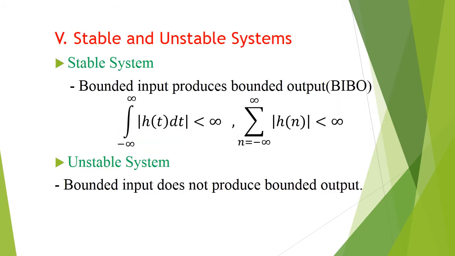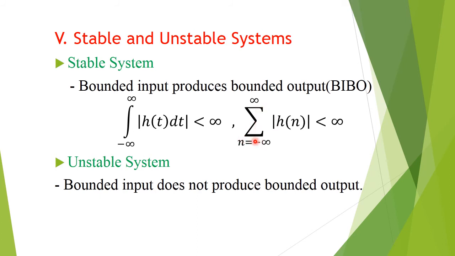So the next classification of system is stable and unstable system. Stable system means it is represented using BIBO stability, that is bounded input, bounded output. For every bounded input signal, the system will produce a bounded output signal, then it is called a stable system. So integral from minus infinity to infinity of modulus of h of t dt is less than infinity. This is the condition for stability. That means it should have a finite value. If it goes to infinite value, then it is an unstable system.